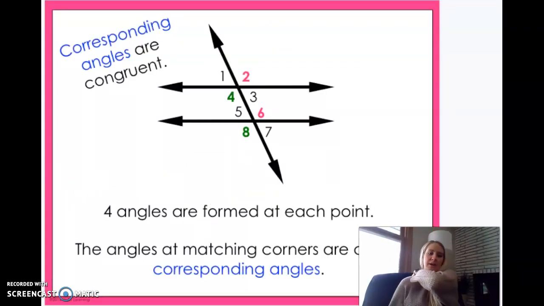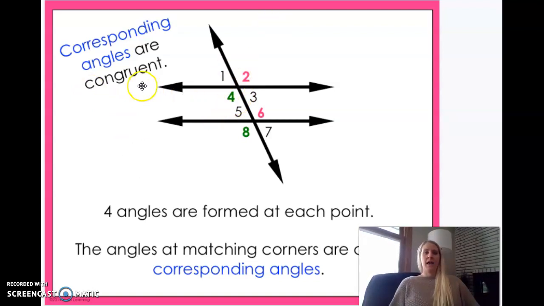So when you have parallel lines cut by a transversal, there are several different things that happen. First off, you end up getting these corresponding angles, and these corresponding angles are congruent. Four angles are formed at each point. So here's a point, here's four angles, 1, 2, 3, 4. Here's another point, and here's angle 5, 6, 7, 8.